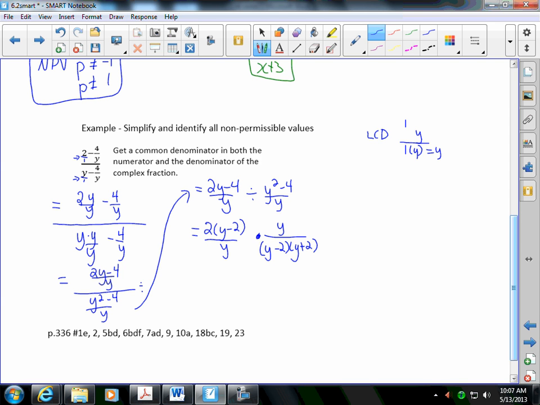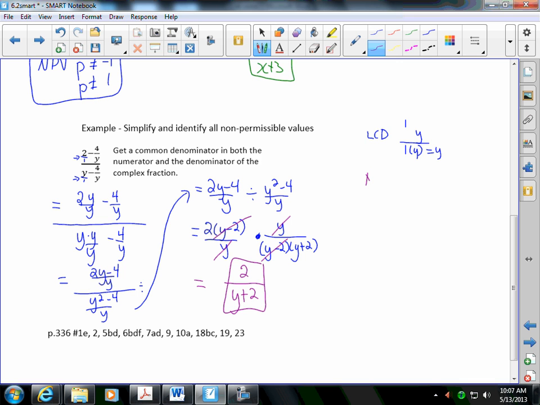Okay, and because this is a multiply in here, I don't have to worry about finding a lowest common denominator. I can just cancel wherever I can. So my y and my y will cancel. My y minus 2 and my y minus 2 will cancel. And then I'm done. I can't cancel this 2 with this y plus 2 because this has a y being added to it. So my final answer on the top is a 2, and on the bottom I have y plus 2.